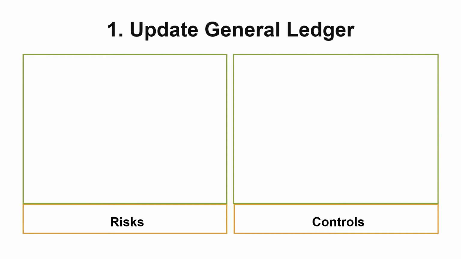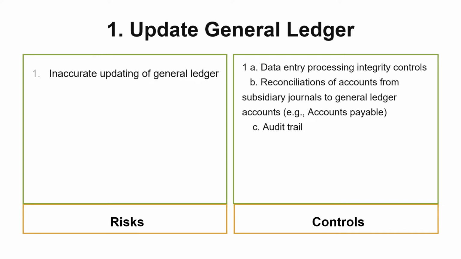So the first activity is updating general ledger. We have two risks under this activity. First, inaccurate update of general ledger. How to control it? We have three types of controls. First, data entries processing integrity controls. Second, reconciling the accounts from subsidiary journals to general ledger and the accounts, for example, the account payable. And then we have the audit trail.